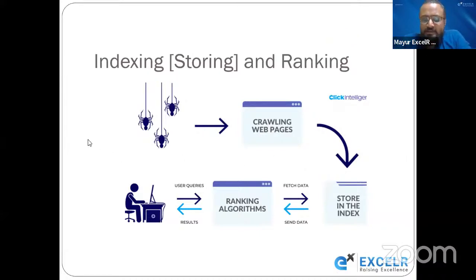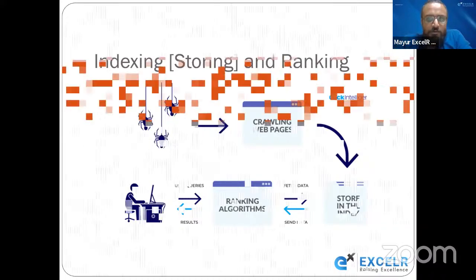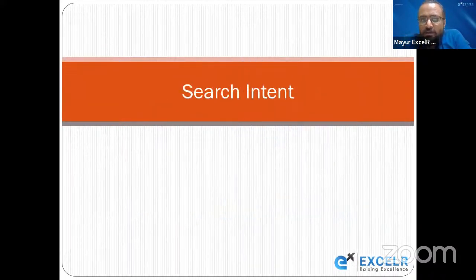One more basic thing we'll complete, and then we'll take a break. And after that, we will start with keyword research. Okay. The next important thing is search intent, right? When you are doing SEO, when you are creating content, it's very important to understand the search intent of the user.